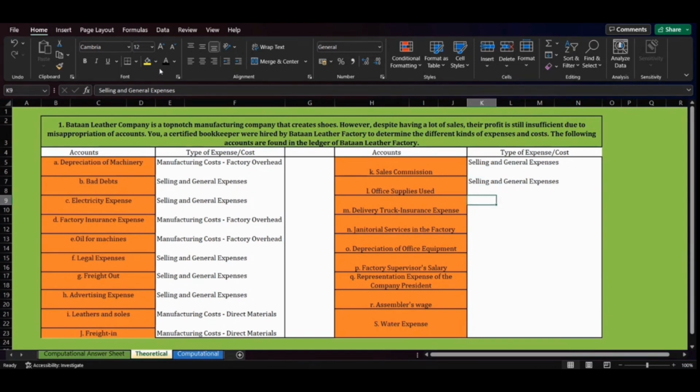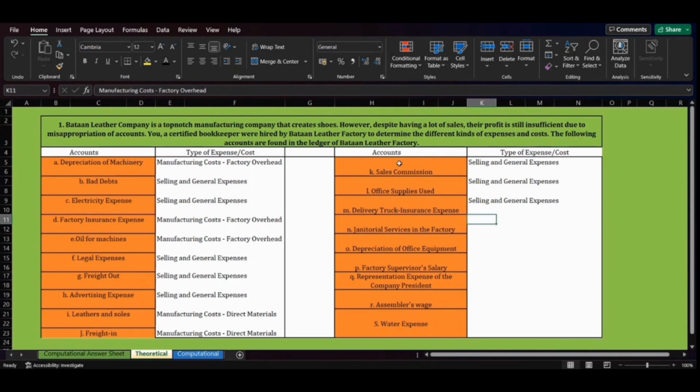Next is the delivery truck insurance expense. So delivery truck insurance expense is part of the selling process or selling method of the entity. So in other words, the insurance used to deliver the product is considered as selling expense.